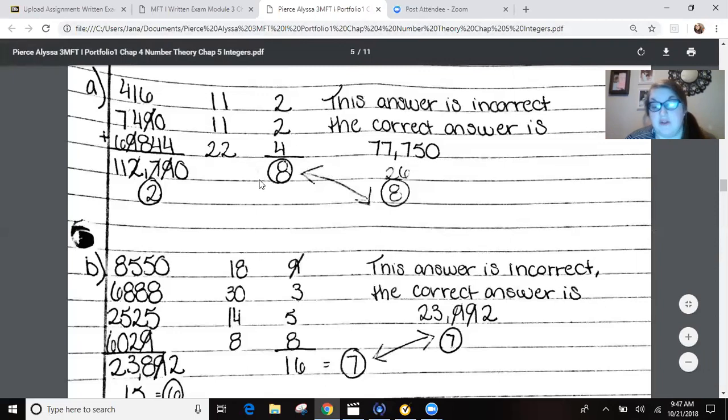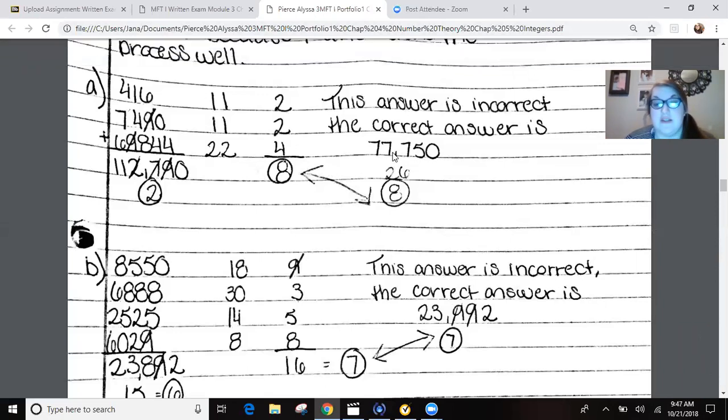So do 2 and 8 match? No. So the given answer was incorrect. The correct answer is 77,750. To add those together, you get 26. Add 6 and 2, you get 8. So 8 and 8 match.